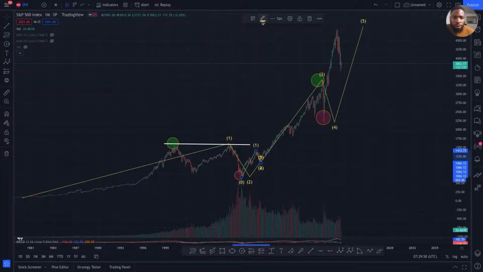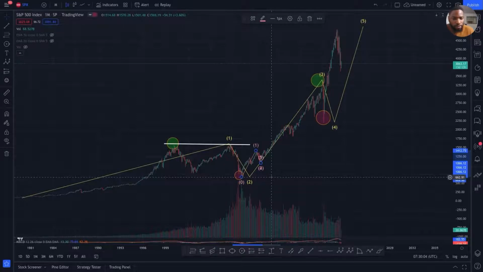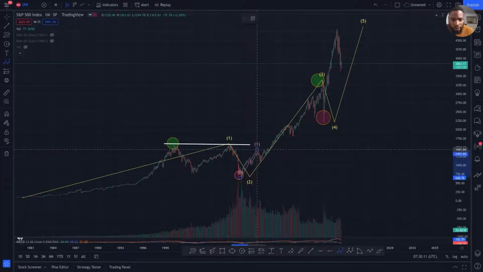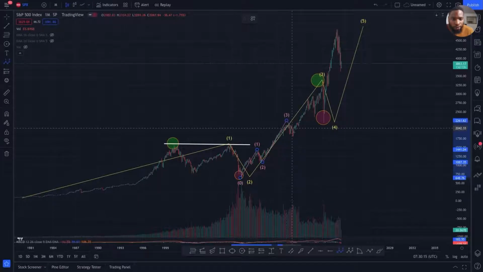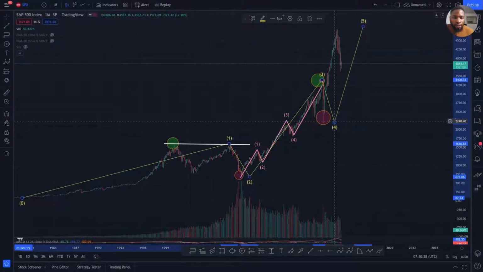So if I just change the color and start all afresh. So this is the first wave, the second wave, third wave, fourth wave, the fifth wave. Increase the size. This is the first wave, second wave, third wave, fourth, and fifth. This is from the fractal nature of the Elliott Wave.